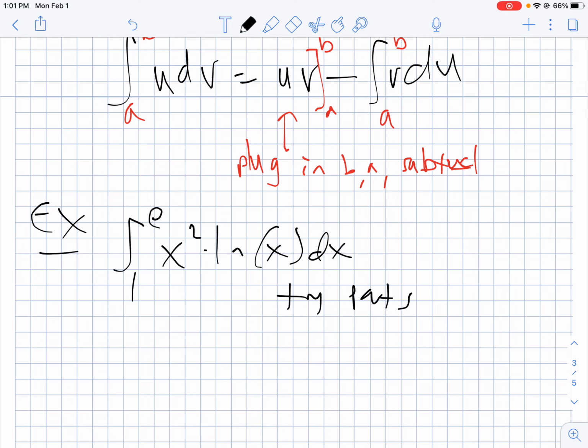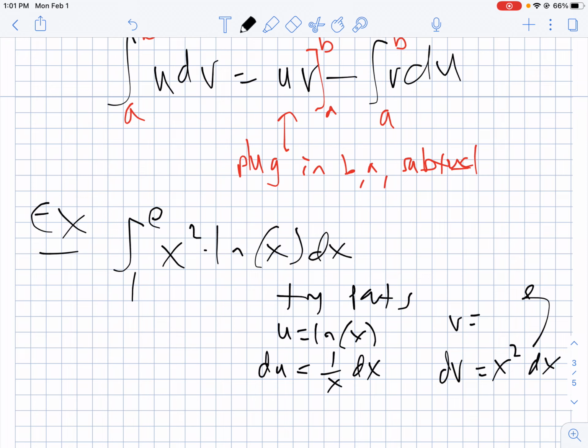Natural log x is always a good choice to pick for your u because it goes away. You might try u equals x squared, because that's what you normally do in these problems. It's x squared times sine, x squared times cosine, or e or something. It doesn't work that well here. But let's try ln, because we know if we take the derivative, it'll just go away. And we know that if we have dv equals x squared, that's not too hard to integrate. That'll just integrate to be x cubed divided by 3.